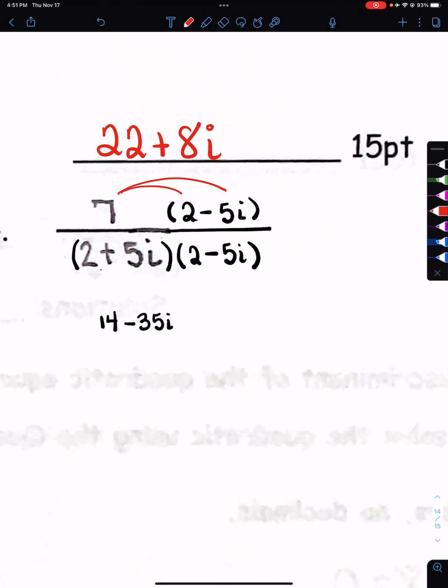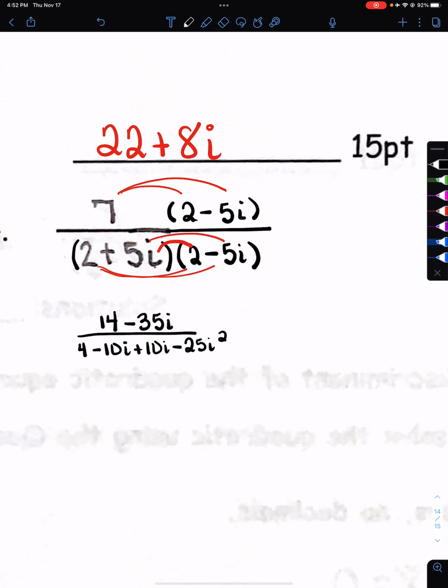And the denominator, I have 2 times 2. And that gives me 4. 2 times negative 5i gives me negative 10i. 5i times 2 gives me positive 10i. And 5i times negative 5i gives me negative 25i squared. Again, i squared will be replaced with a negative 1.